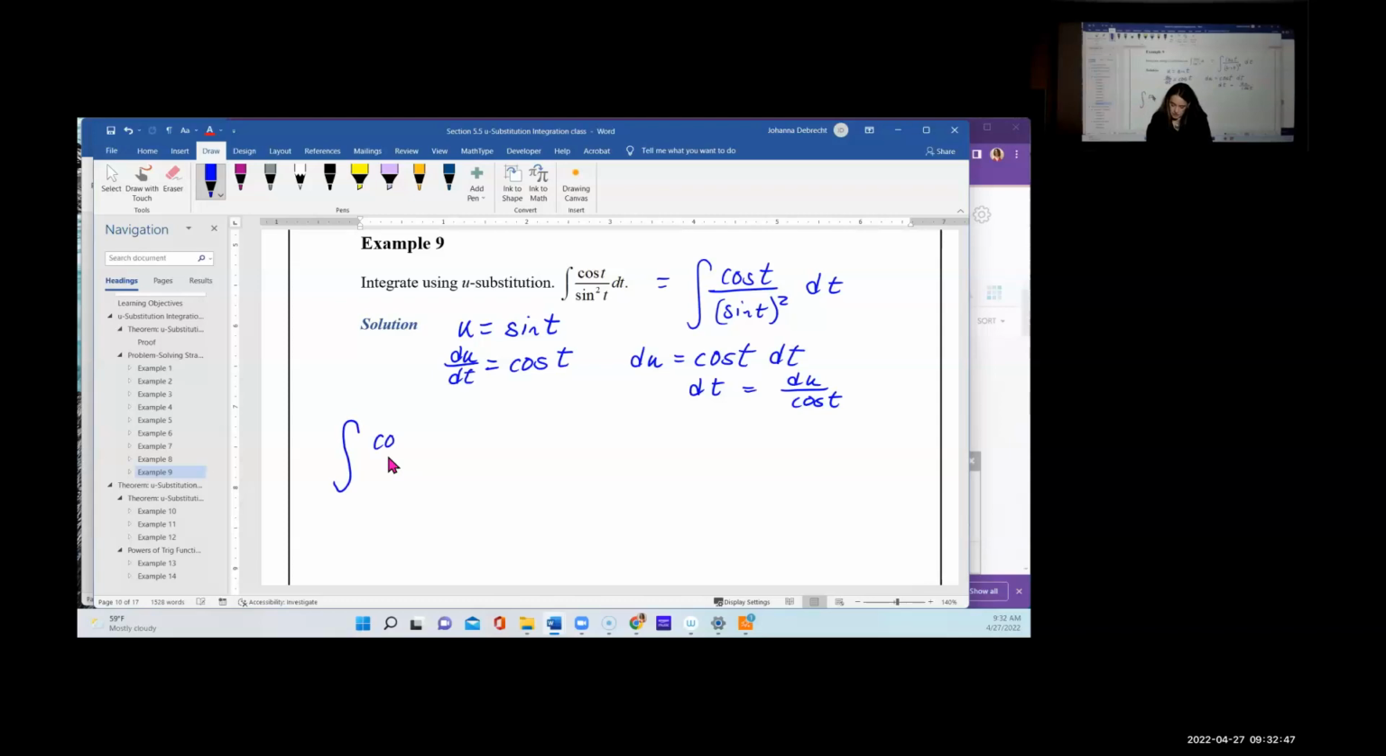So that would give us cosine of t over u squared, and dt would be replaced by du over cosine of t. So the cosine of t's would disappear, and I would get the integral of du over u squared. Now, what's my next step in order to be able to integrate du over u squared? I don't need to replace u. What do I need to do with this? This isn't in a form that I can directly integrate. It's not 1 over u du, so it's not natural log. What would it be?